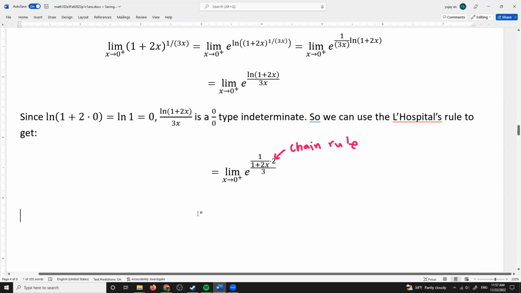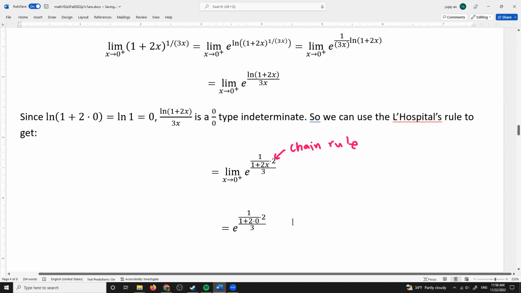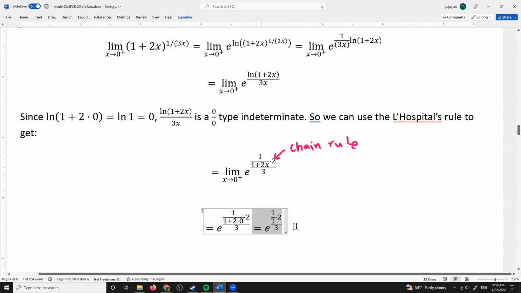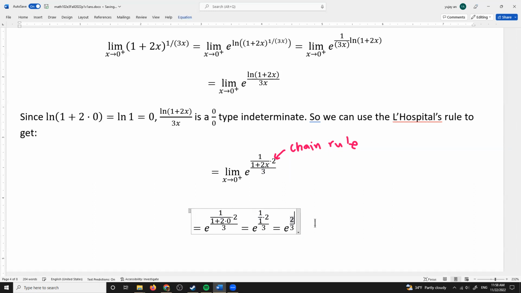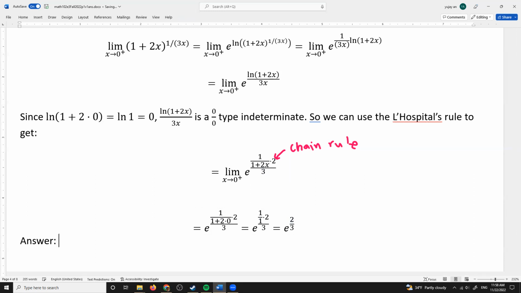Now nothing's stopping me from plugging things in, so I'm just going to evaluate this at 0. I just plug in 0. And if you plug in 0, that's just 1 over 1, right? So that gives you just 1, and the whole thing just becomes 2/3. So the answer is e to the 2/3.